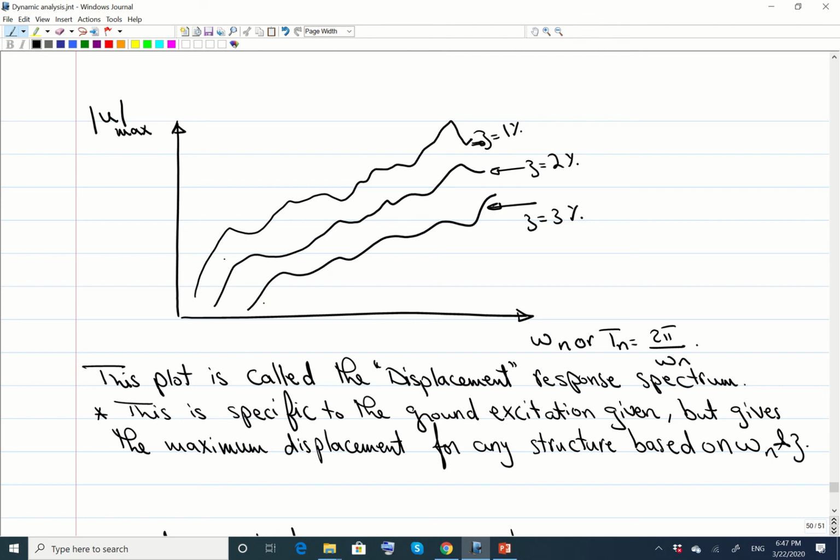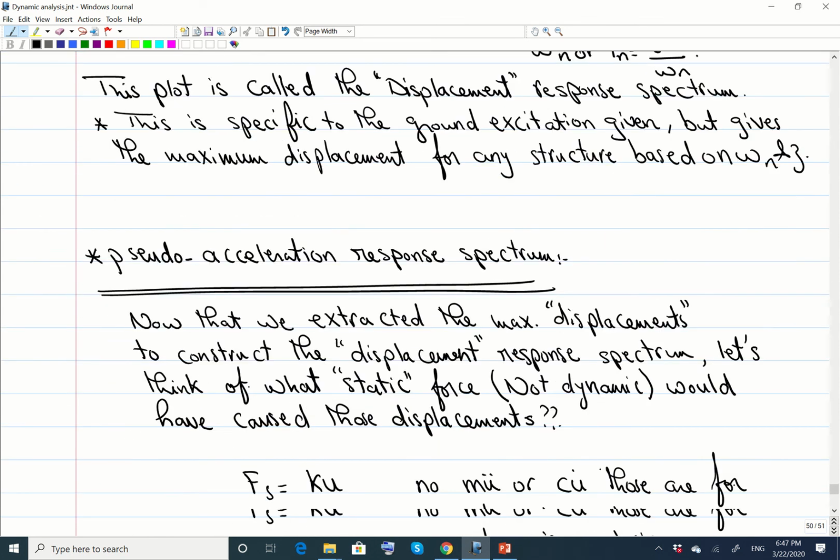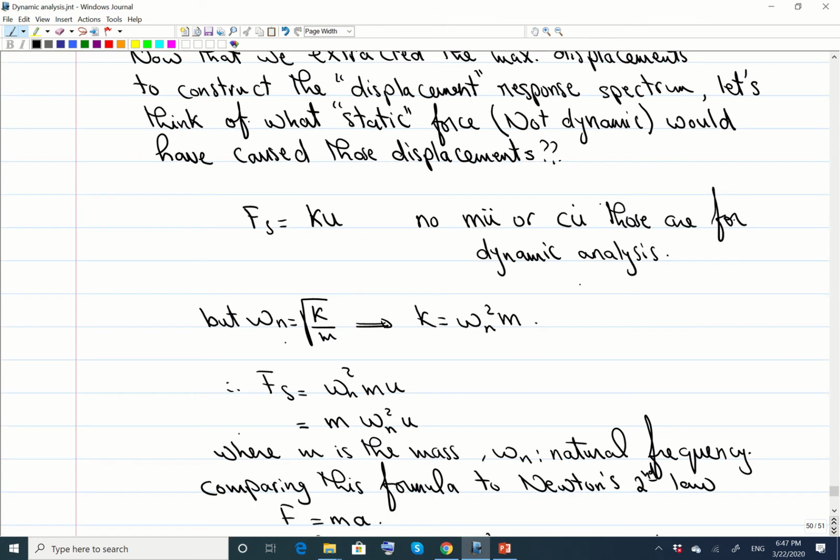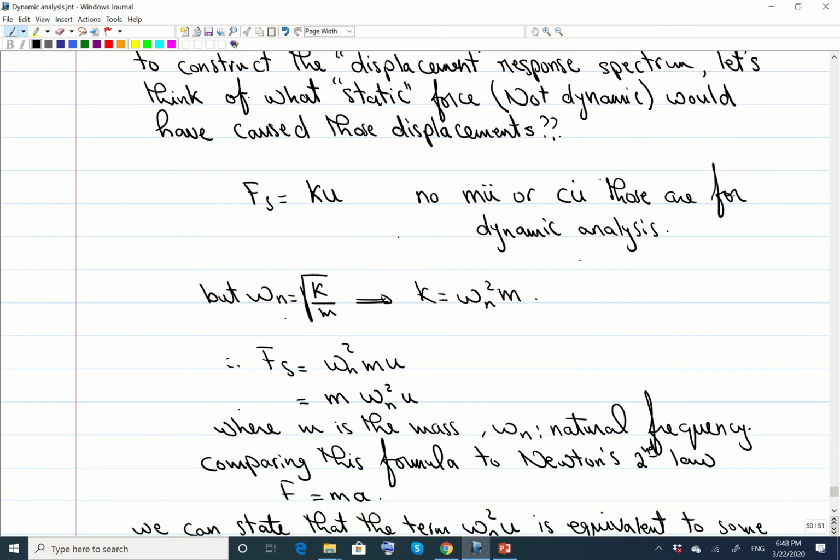Simply P equals Ku, right? P equals Ku. So the static force that would give that maximum displacement would be just K, the stiffness, multiplied by that u maximum. Not from the dynamic analysis. So we're asking what would be the static force that is equivalent to that earthquake, the equivalent static force that gives that u, the maximum displacement due to the earthquake?